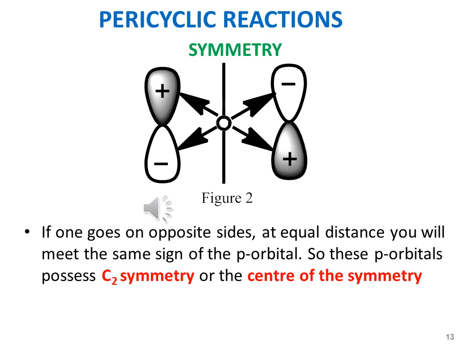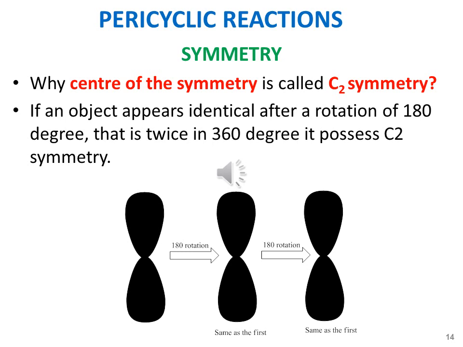So those p orbitals in which the same signs are present on the same side possess the mirror plane symmetry, and those p orbitals in which the same signs are present on the opposite side of each other at equal distance possess the C2 symmetry or the center of symmetry. My question is, why is the center of symmetry called C2 symmetry? Why is it not called C1 symmetry, C3 symmetry, C5 symmetry, and so on?